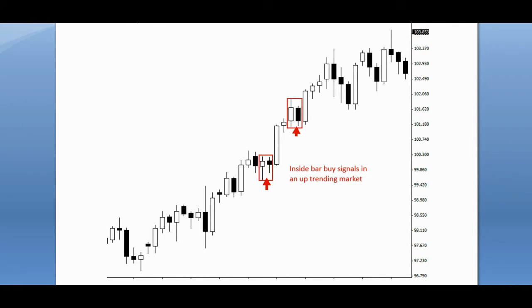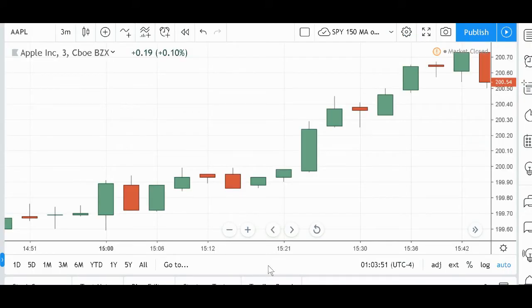Let's take a look at a real-life example here on TradingView.com. You can see it was going up gradually, but then it took a breather, and this candle, including the wick, is contained entirely inside of this one. So you have the inside bar pattern here, and then it went up and away. It does not always work, but it could work like that.